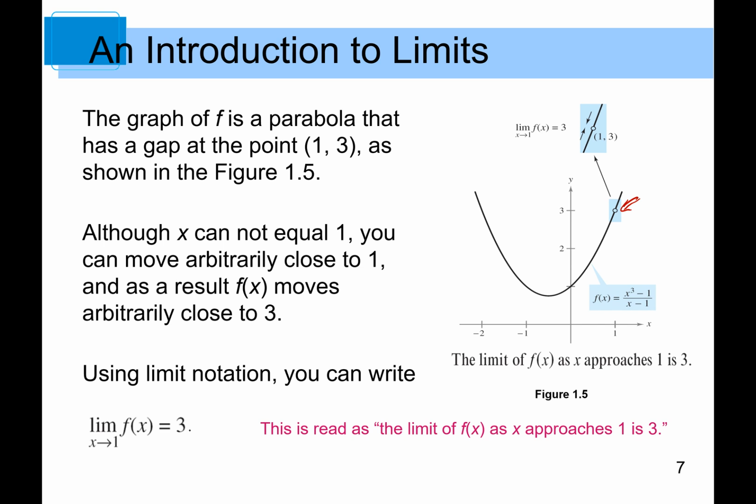Although x cannot equal 1, you can move arbitrarily close to 1. As a result, f of x moves arbitrarily close to 3. So using limit notation, you can write the limit as x approaches 1 of f of x equals 3. This reads as: the limit of f of x as x approaches 1 is 3. So this is an interpretation of limit.